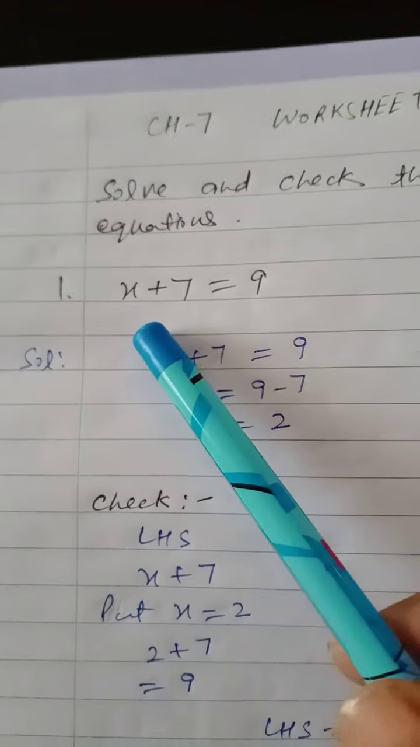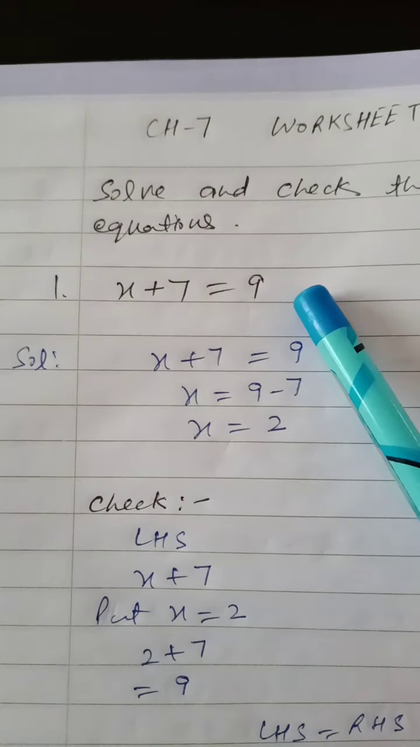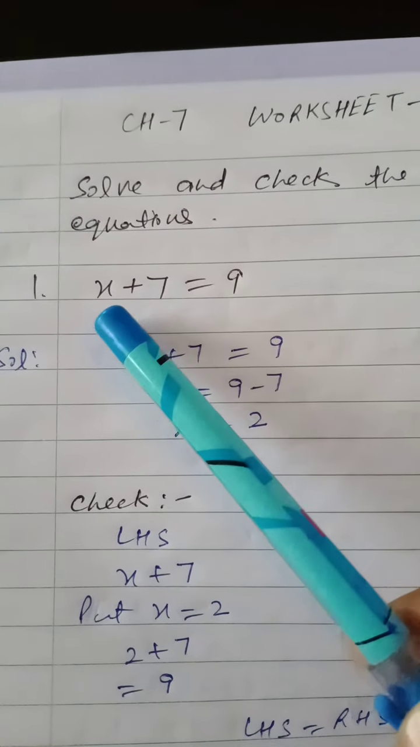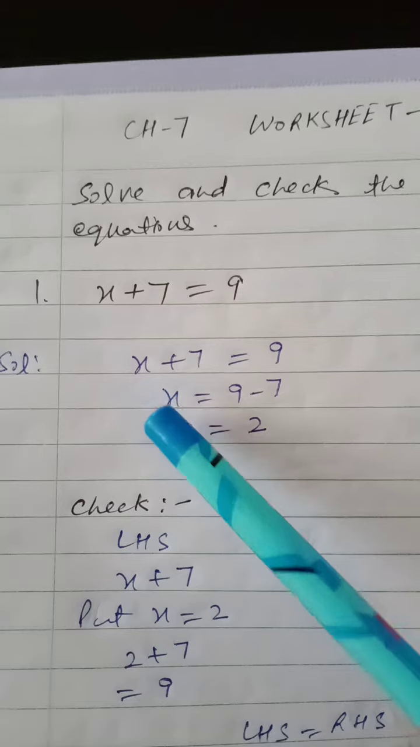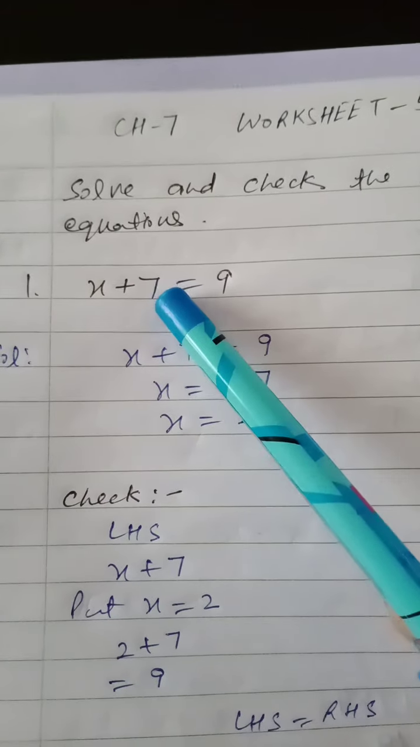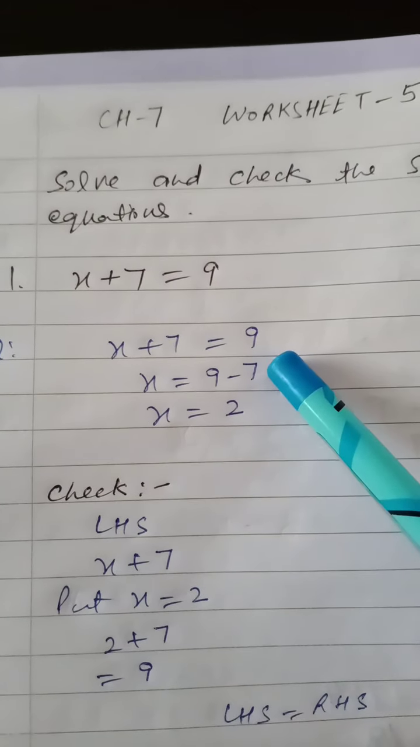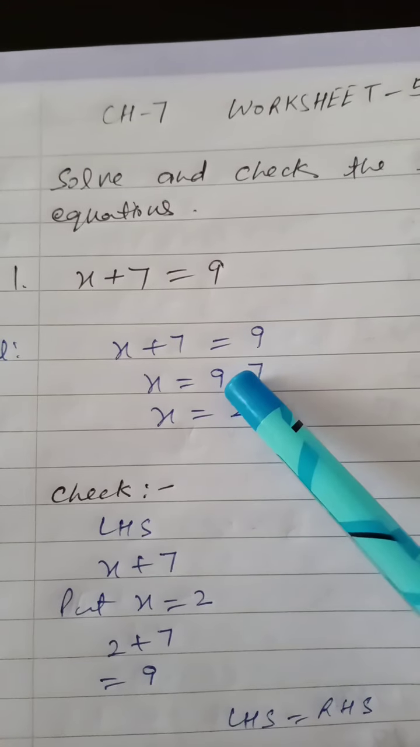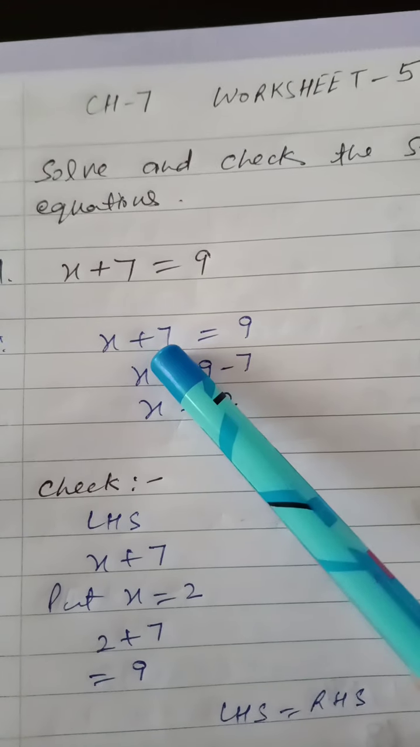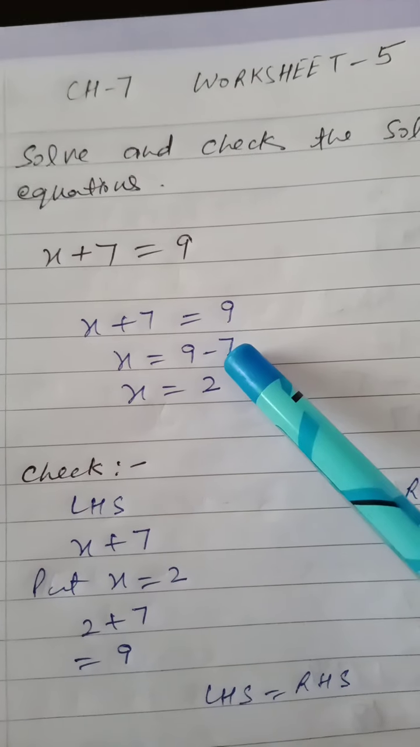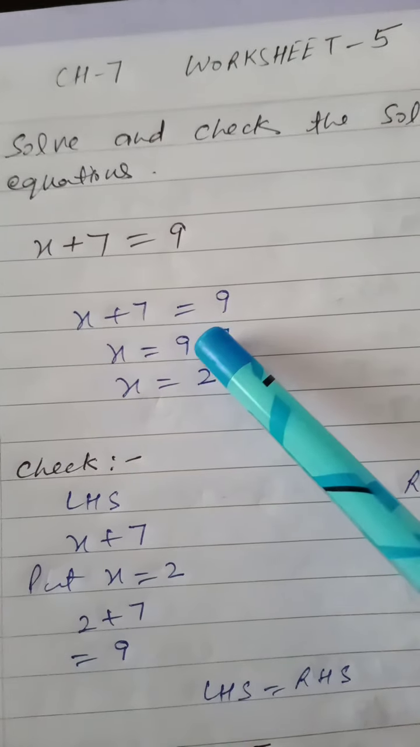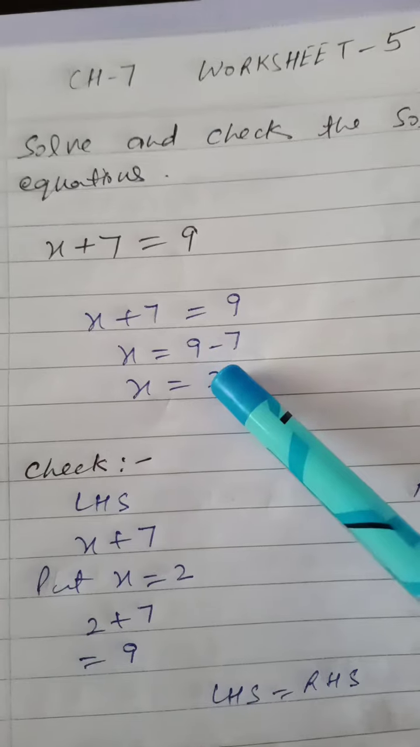See question number 1, x plus 7 is equal to 9. Here x is a variable, so it will be on the left hand side, and 7 is a constant, so it should go to the right hand side, and 9 is a constant, it is already on the right hand side. So when 7 goes to the right hand side, its sign will change. Here it is plus, here it will become minus. So x will be equal to 9 minus 7, 2.